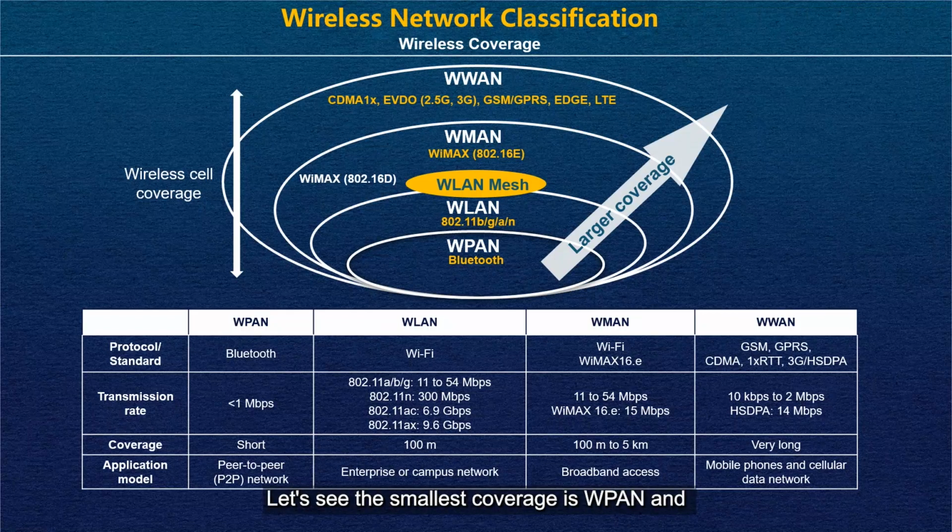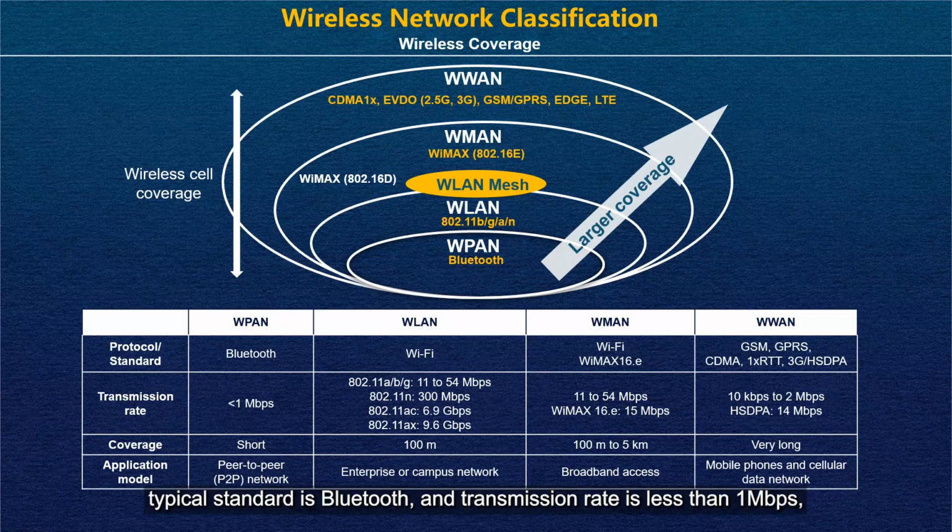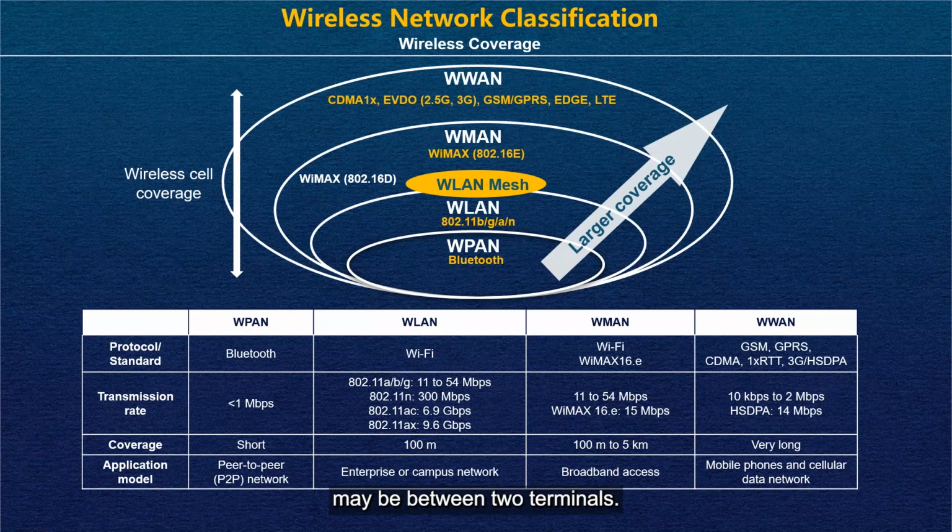The smallest coverage is WPAN, and the typical standard is Bluetooth. And the transmission rate is less than 1 Mbps, and the coverage is short. The typical application is, for example, a peer-to-peer network. We can use Bluetooth to exchange packets maybe between two terminals.